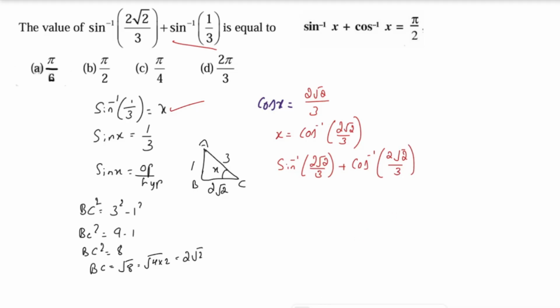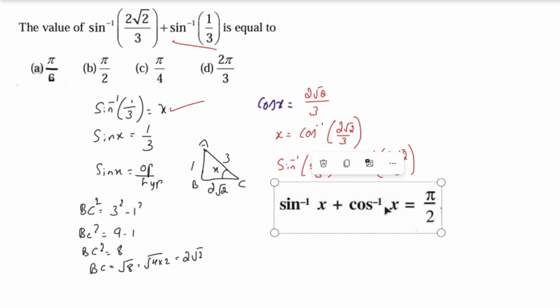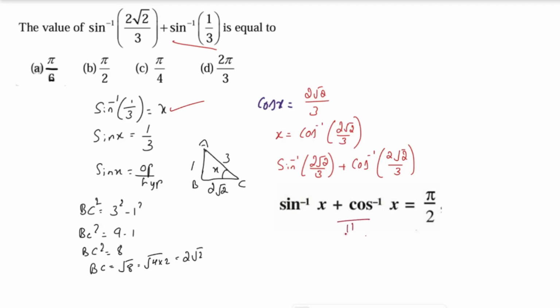Now by using the above formula, we can conclude that, look at the x value in both the inverse trigonometric functions, sin inverse and cos inverse, x value is same. So we can conclude that the final answer is pi by 2. So option B is the right answer.